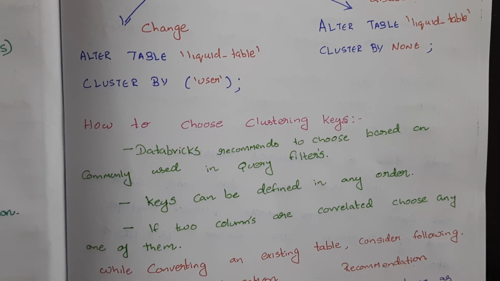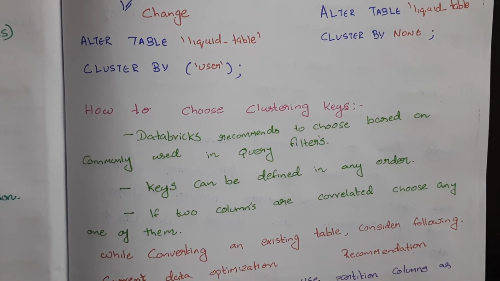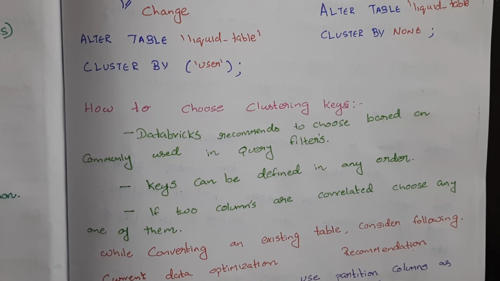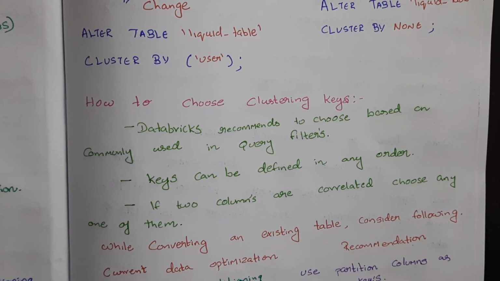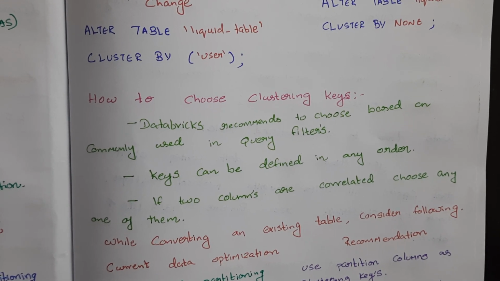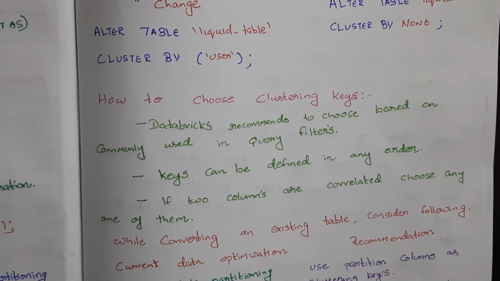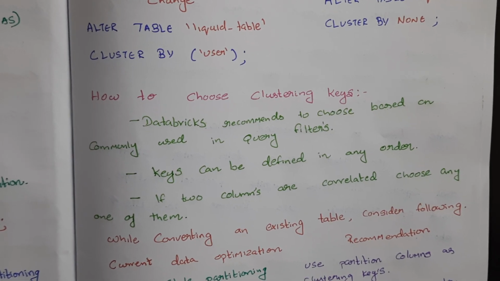Today we'll continue on the rest of the parts of liquid clustering: how to choose the clustering keys. Databricks recommends you choose keys based on the commonly used keys in a query filter. So if you have a table and you query it based on some commonly used columns, you can use those columns as cluster keys.